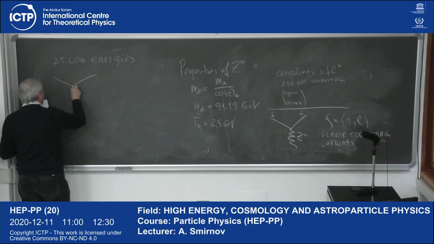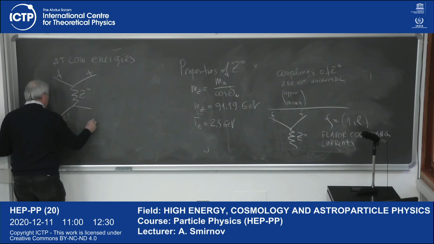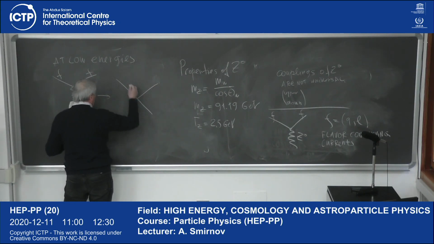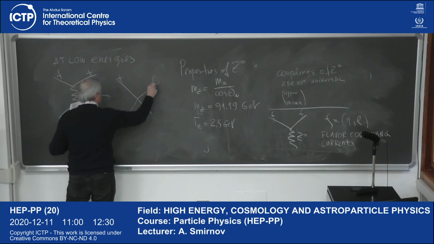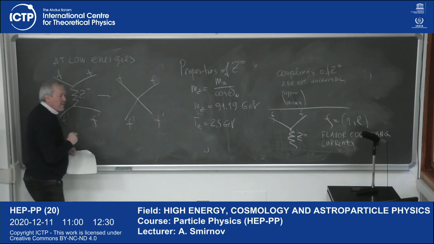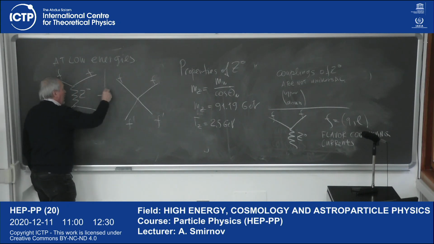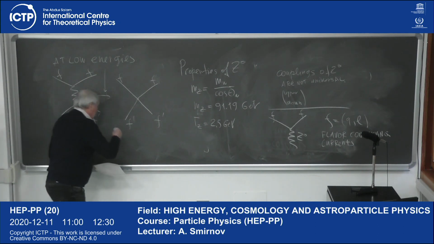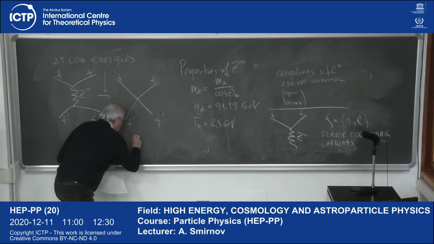At lower energies, we have the situation with exchange of Z0, with F, F, and here F prime and F prime. This is reduced to point-like interactions, as in the case of charged currents. So we'll have here four-fermion interactions at lower energies. And this is similar to what we had originally, and that is described by the product of currents, now neutral currents.